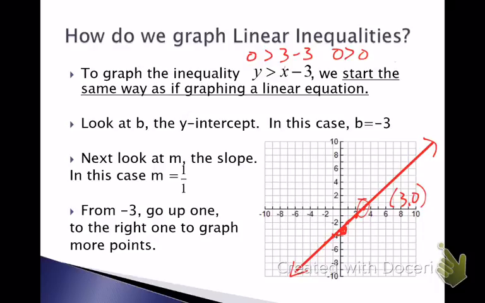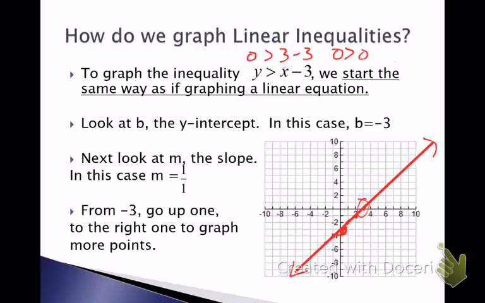So for an equation, (3, 0) would be a solution. But for this inequality, it's not. So we can't color that point in. As a matter of fact, if you check any other point on this line, it's not going to be a solution for this inequality. So I don't want anyone thinking that a point on that line is a solution.